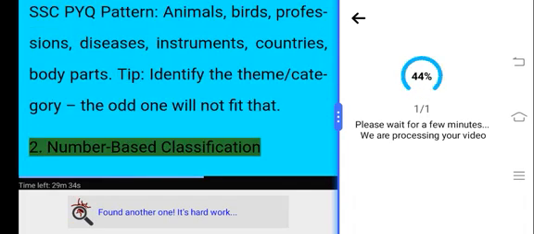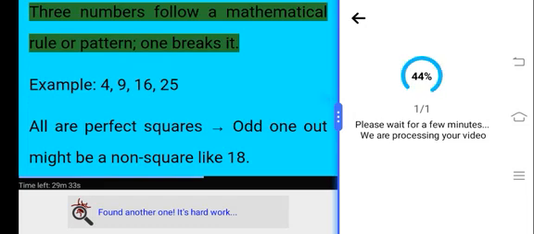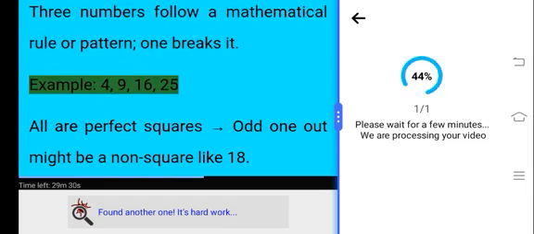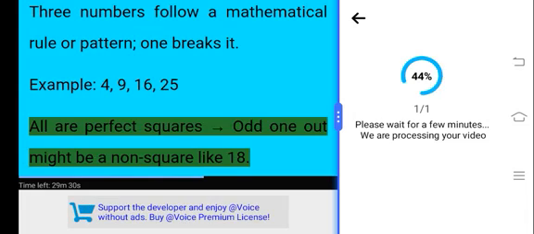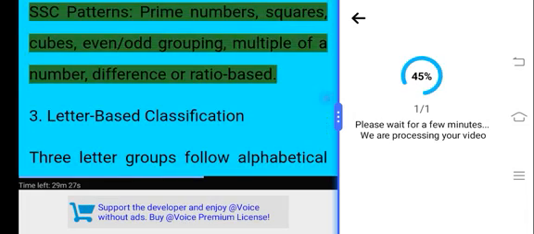2. Number-based classification. 3 numbers follow a mathematical rule or pattern, 1 breaks it. Example: 4, 9, 16, 25. All are perfect squares, so the odd one out might be a non-square like 18. SSC patterns: prime numbers, squares, cubes, even, odd grouping, multiple of a number, difference or ratio based.